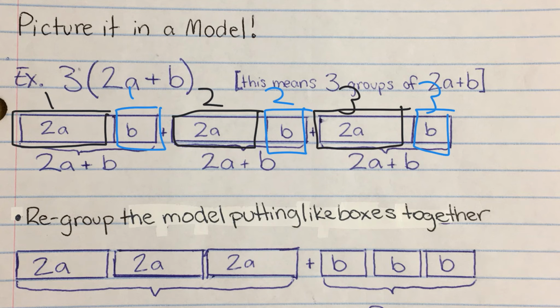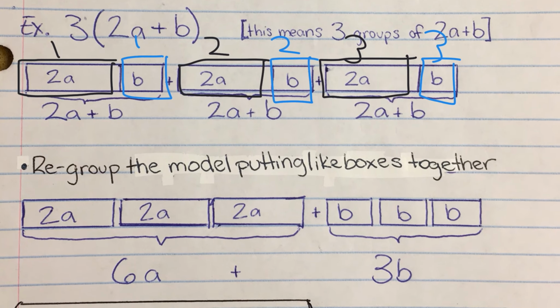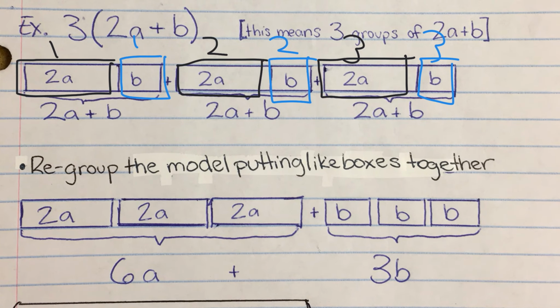And instead of having them be all separate, what we can do, that you see here in this next bullet, is that we can regroup the model by putting the like boxes together. So we can put all of the 2a's together. So there's 1, 2, 3. Let's put those together. We've got 2a, 2a, 2a. And then we can put our b's together. 1 group of b, 2 groups of b, 3 groups of b. Let's put our b's together. We've got 1, 2, 3 groups of that.